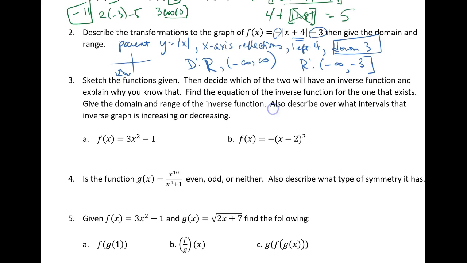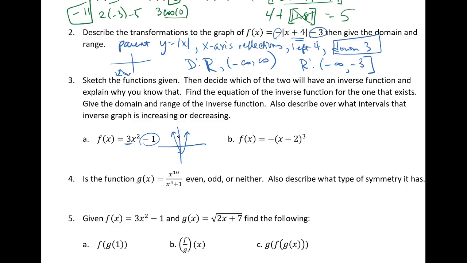All right, moving on to number 3, sketch the function given, decide if it has an inverse, explain why you know that. Okay, let's just start with that. I'm first going to sketch this, and it's not going to be perfect, but this is a parabola that has been vertically stretched and then shifted down 1. And I'm just using transformations to do that. So it looks something like that.